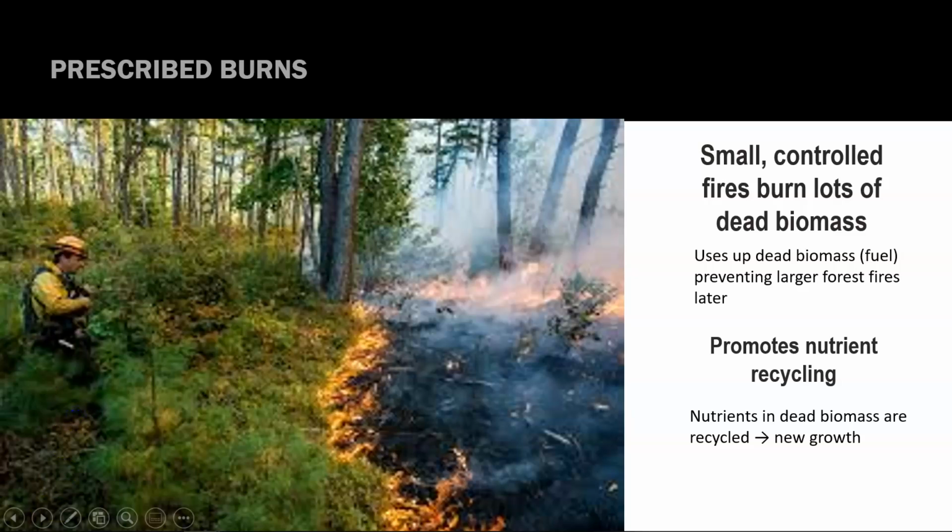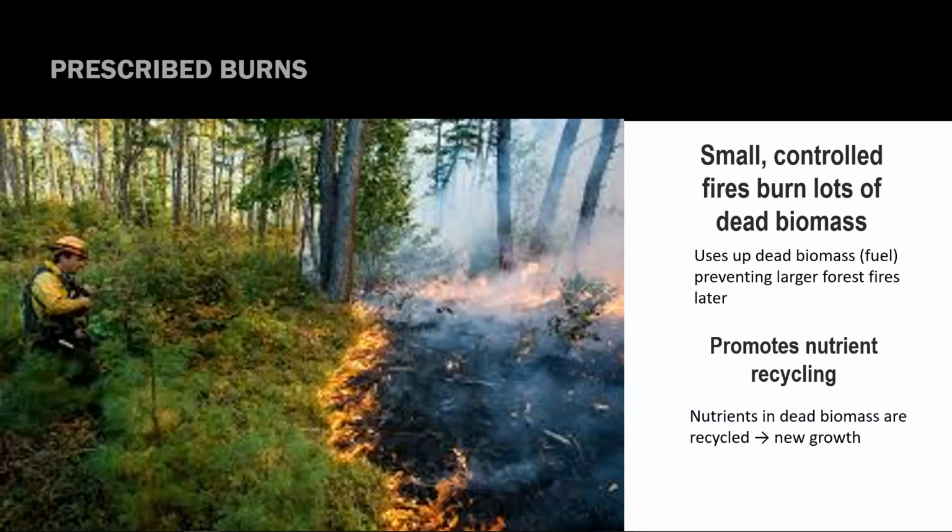Another method of sustainable forestry is prescribed burns. And this is where you have small controlled fires to burn the dead biomass. So that's trees which have fallen over. This is grasses which have died and need to be recycled. It uses up the dead biomass, which is a fuel, to prevent larger forest fires later on.